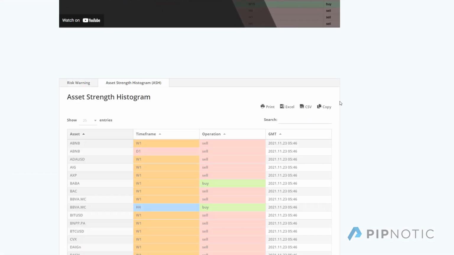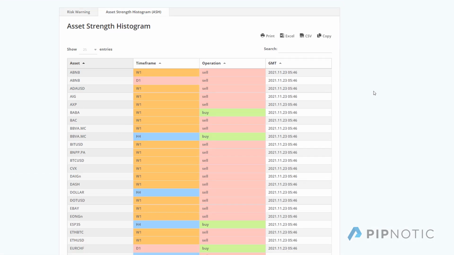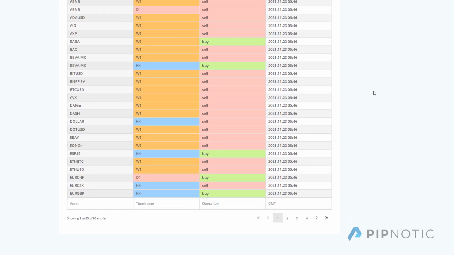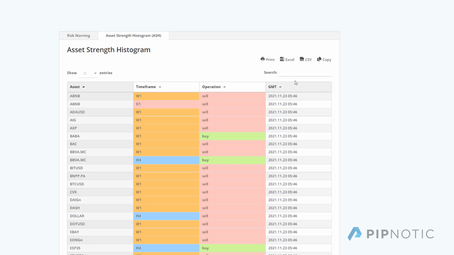And then here we have the table. In the table we have all of the information, that is, all of the signals that are currently available. Okay, and this is updated every 120 seconds, every 2 minutes.